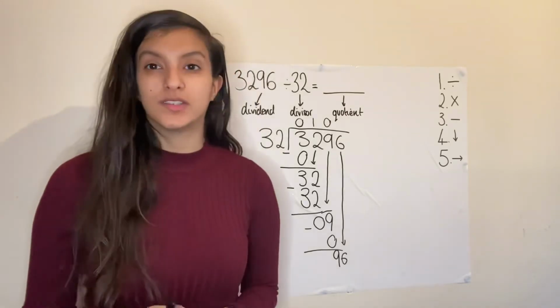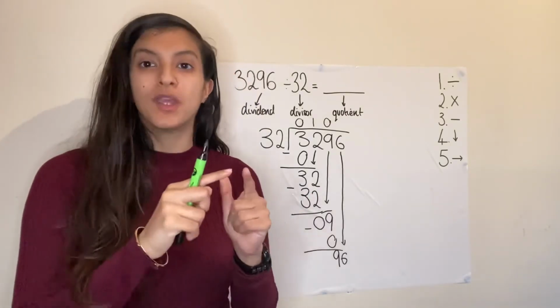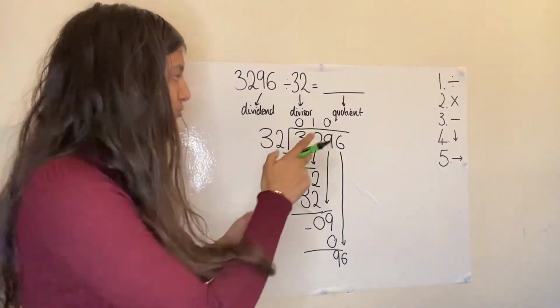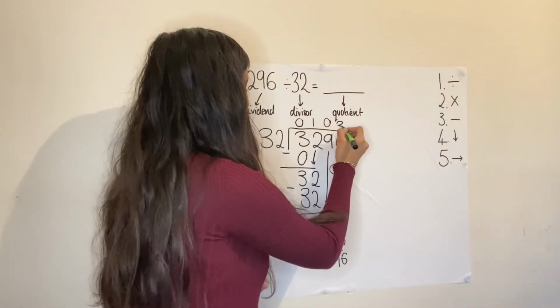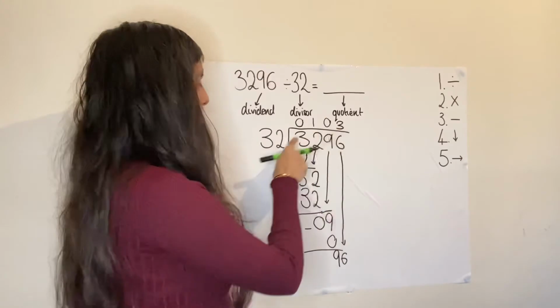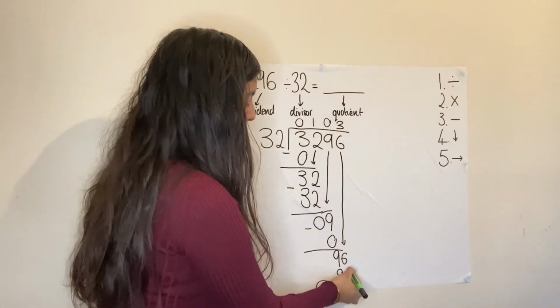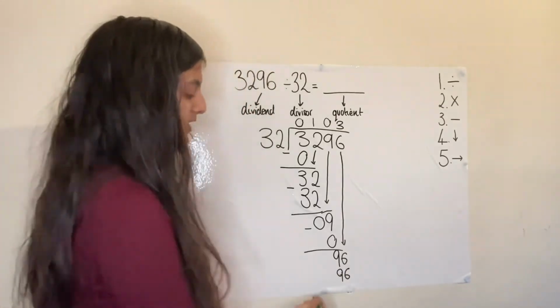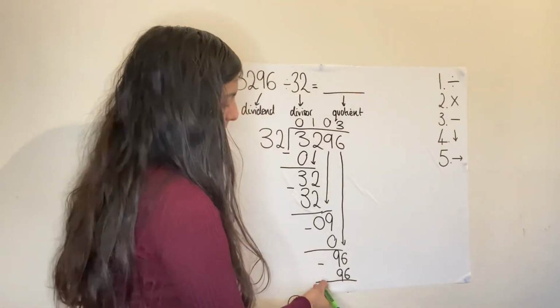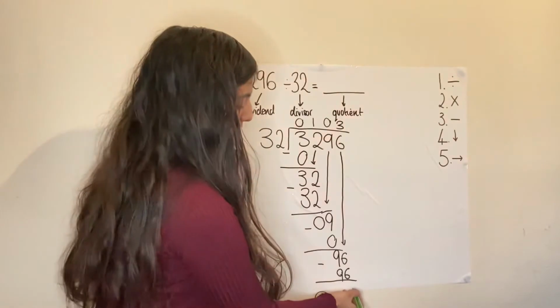So 32 goes into 96 3 times because it's 32, 64, 96. So I'm just going to put 3 at the top. Now I need to multiply what's at my top by my side. So 3 times by 32 is 96. I'm going to write 96. Step number 3 is to subtract. 96 take away 96 equals 0.